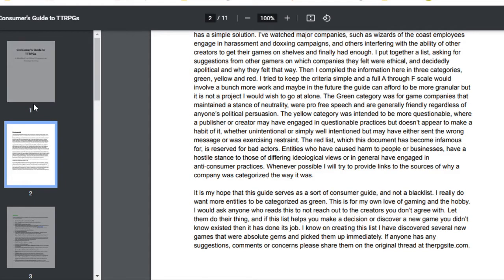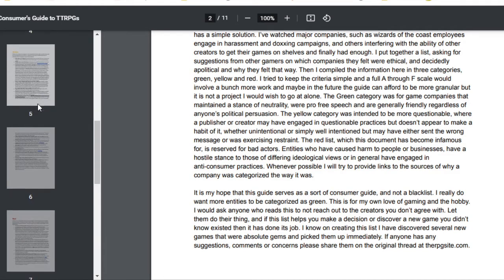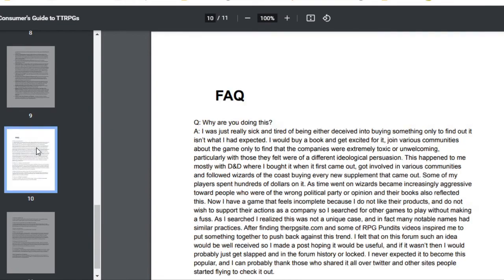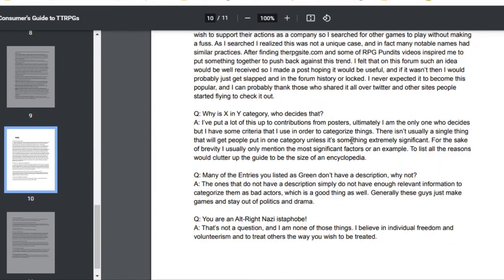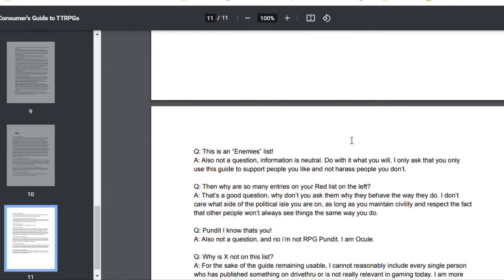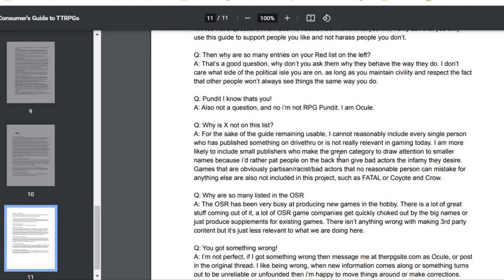They also make a point in the frequently asked questions that it's not for companies or products that are obviously bad. Some games are obviously partisan or racist, to the point that no one can mistake it for anything else. It's not like you're going to buy this product thinking it's fluffy bunnies. Some games are absolutely horrible. They use Fatal as one of their examples. If you're not familiar with it, it is beyond horrible.